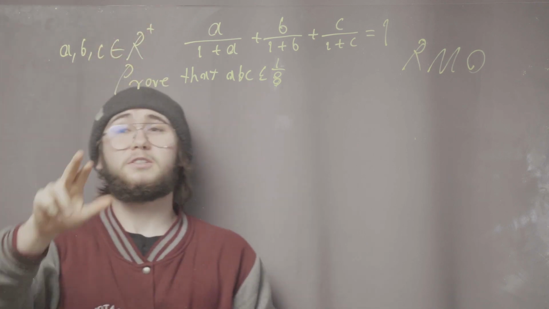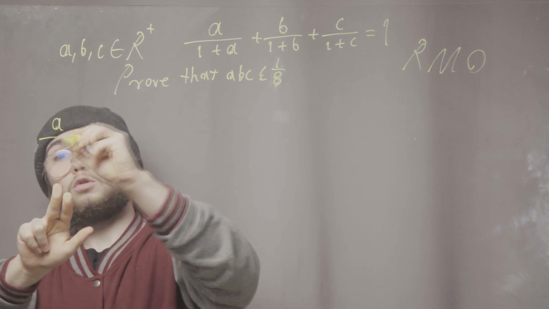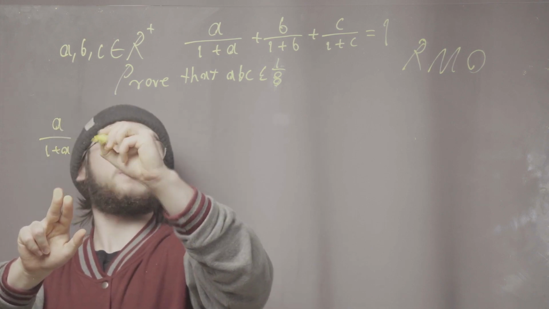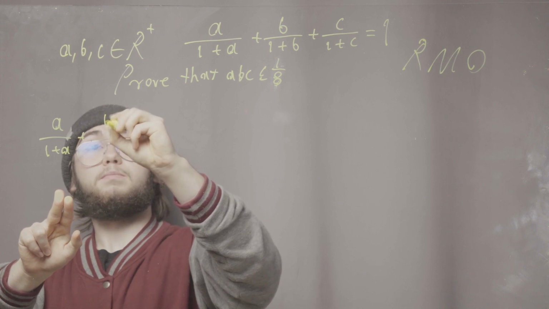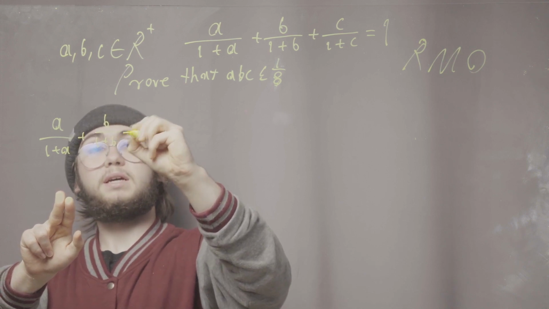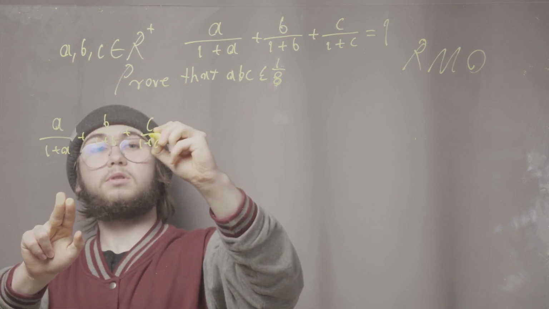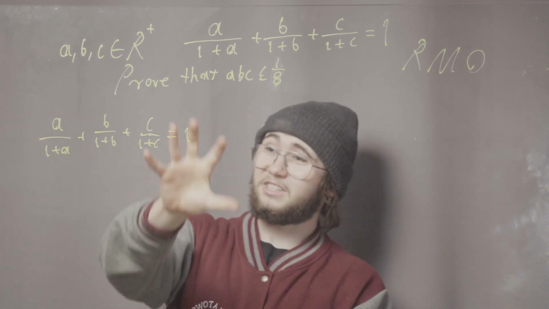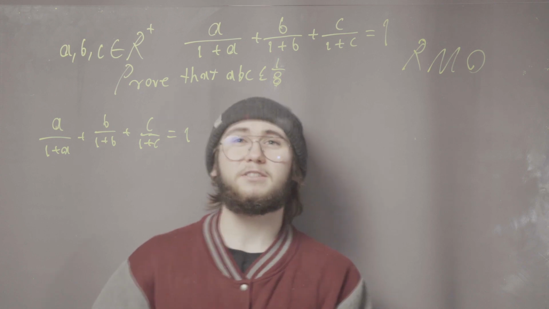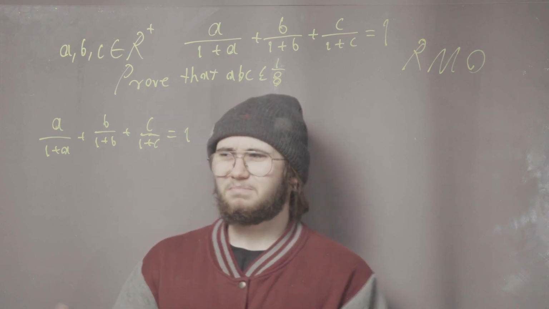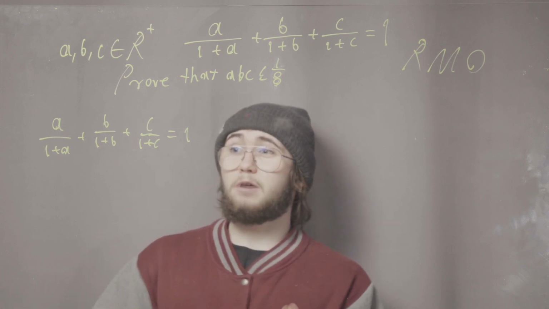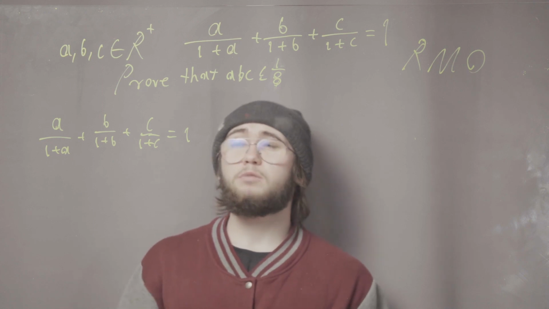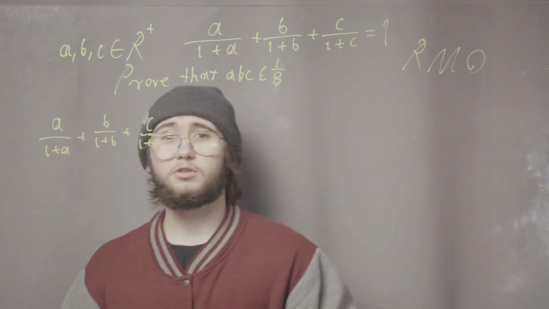So let's rewrite it, so we know what we're dealing with here. A over 1 over A, B over 1 over B, and C over 1 over C. We would like to manipulate this expression in order to get A, B, and C, and then maybe something like the arithmetic mean or geometric mean will occur somewhere, and we will be able to use some kind of an inequality.